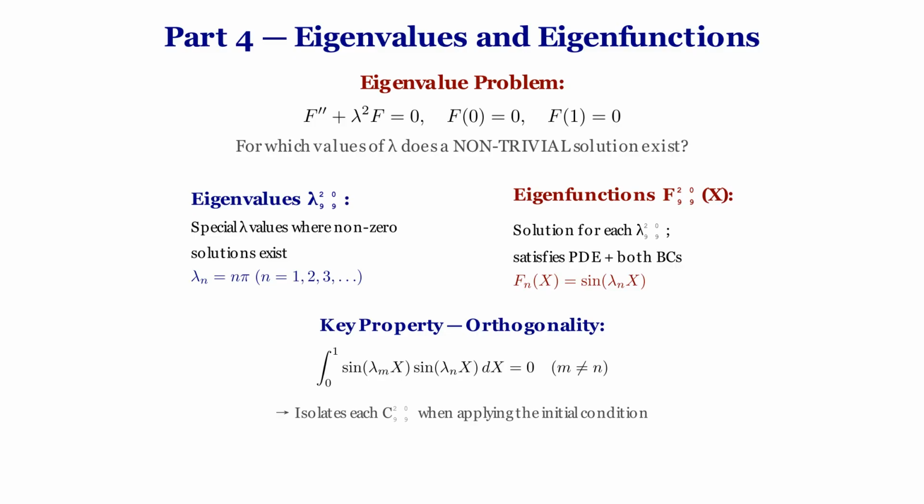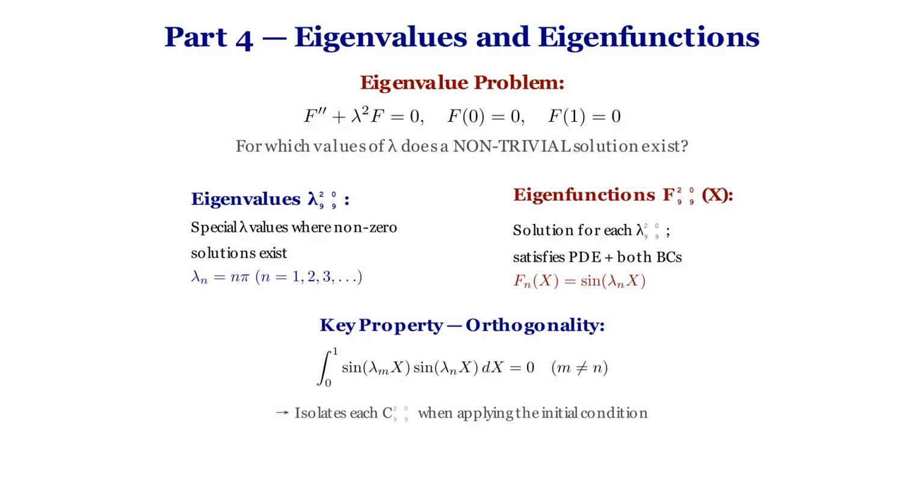Eigen is a German word meaning characteristic or own. These are the characteristic values that the problem itself picks out. The corresponding solutions fn of x are called eigenfunctions. Each eigenvalue lambda n gives its own eigenfunction fn of x equals sine lambda n x.